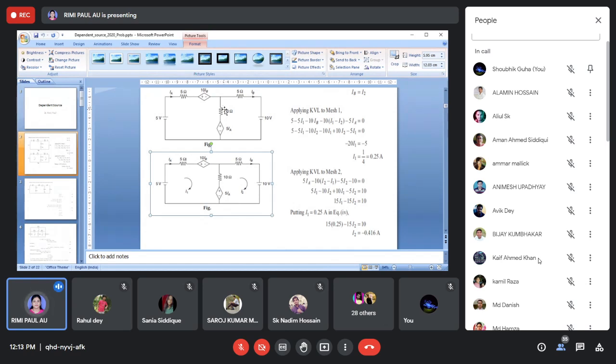But if I apply the nodal method, then the problem is that these two sources depend on this branch, and this source depends on this branch. So when I get the node voltage equation, the equation would contain both IA and IB. Then what would be the equation of IA and IB so that I can solve the equation, right?